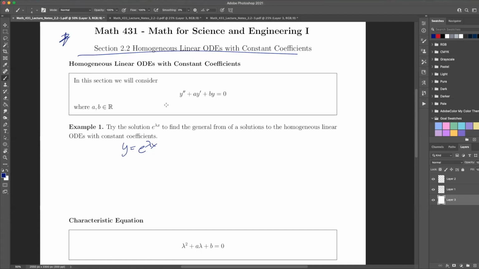And so by trying this, let's go ahead and put it in. So y double prime here would give us lambda squared e to the lambda x plus a lambda e to the lambda x, because I took one derivative here, plus b e to the lambda x equal to 0. If I solve this out, I get lambda squared plus a lambda plus b times e to the lambda x equal to 0.